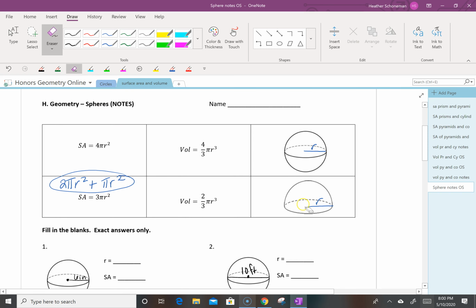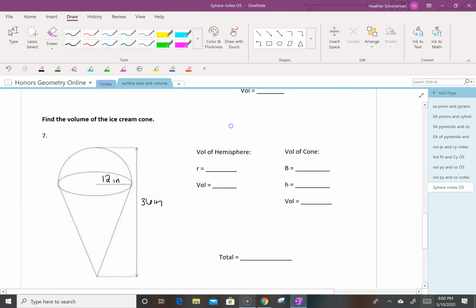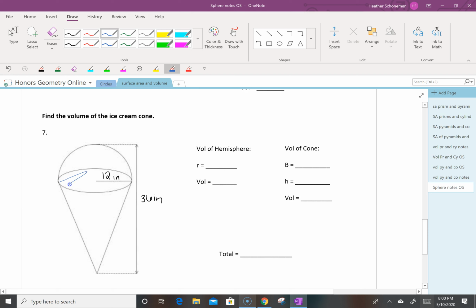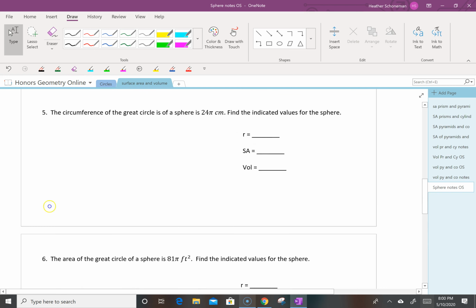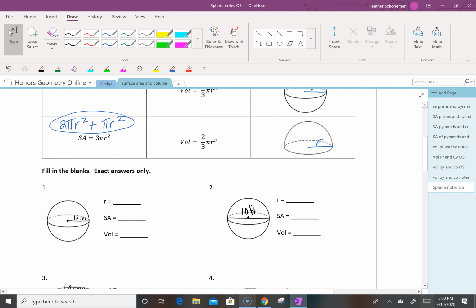If this circle is not seen, what do you mean by that? Well, what if you had an ice cream cone like down here and you were just doing surface area and this circle was actually not seen because the two shapes were together? Then you would just do the 2 pi r squared. But good news, you don't have to worry about that. Okay, let's see if we can solve these.